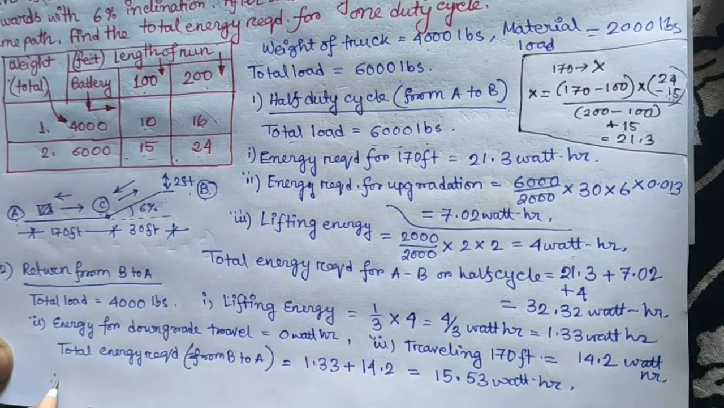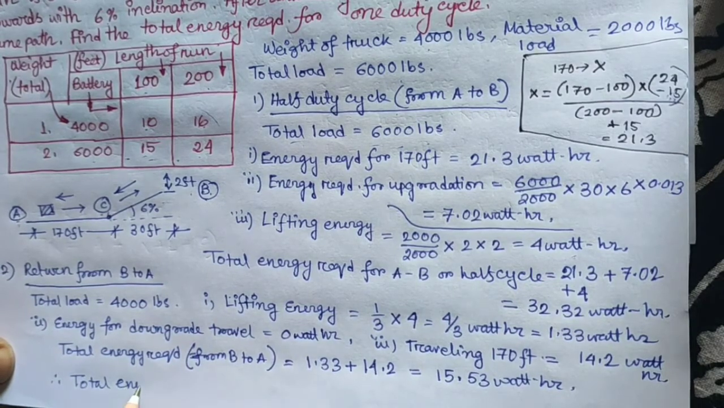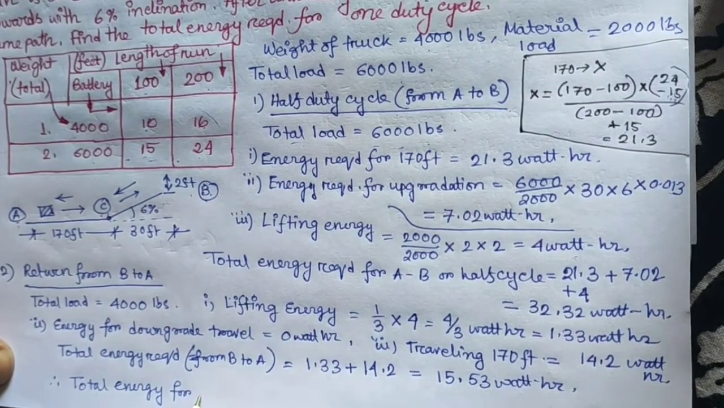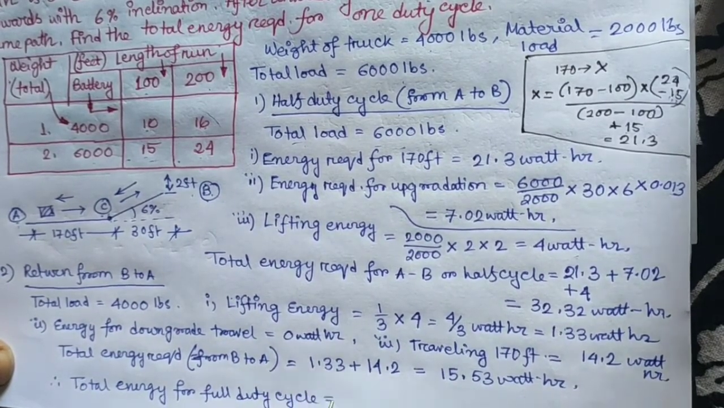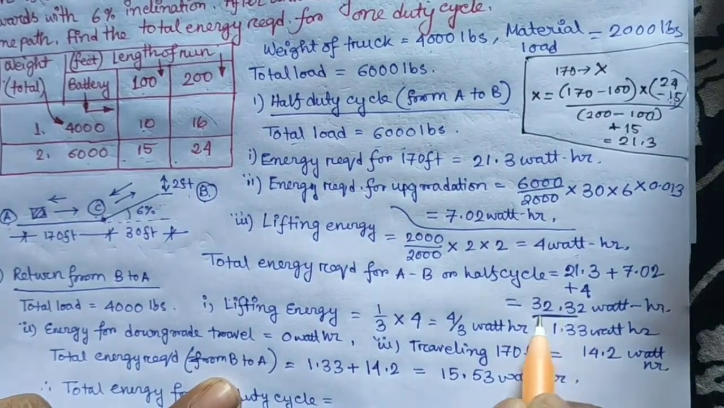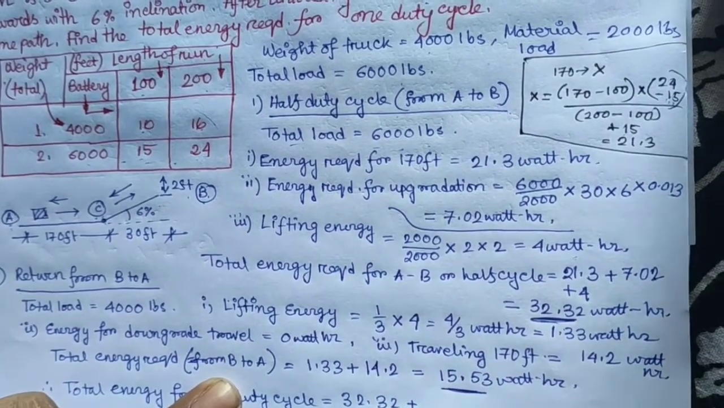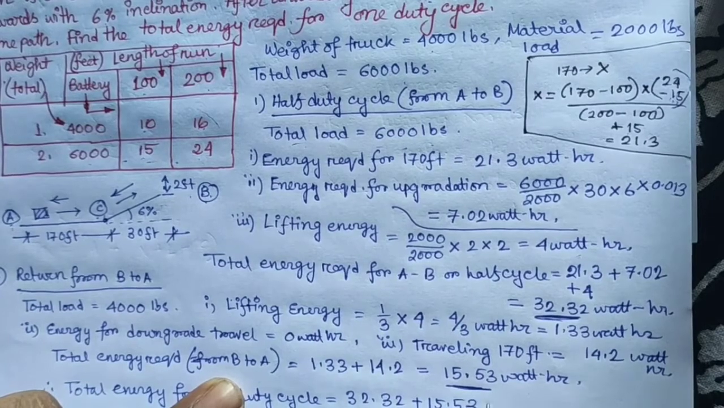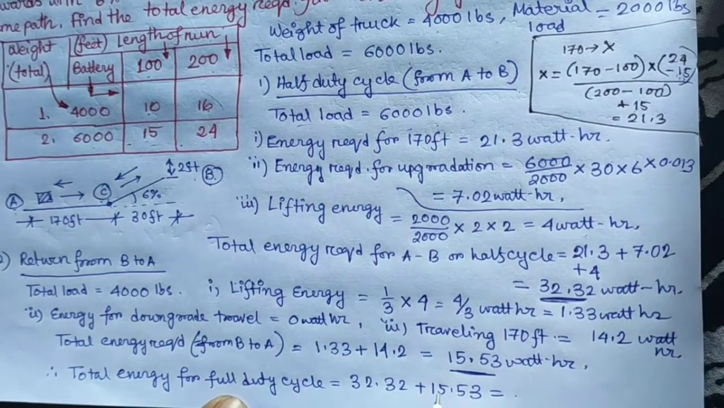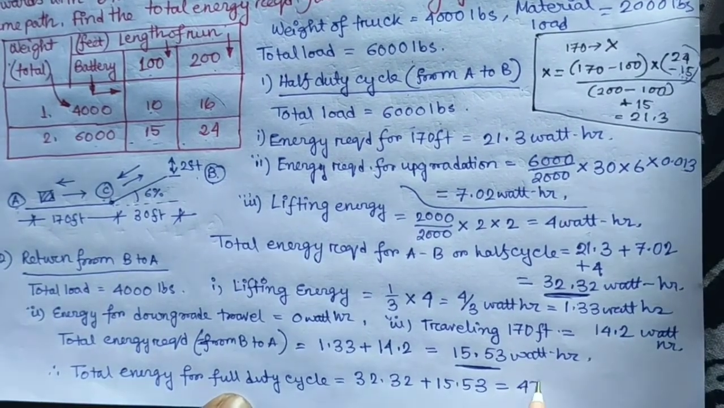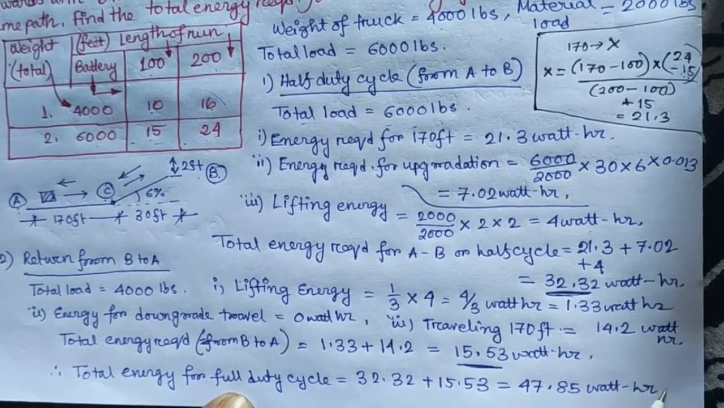Okay, then total energy for full duty cycle, that is one is this one, 32.32, plus another one is this one, 15.53. So that will be equal to 47.85 watt hour. Okay.